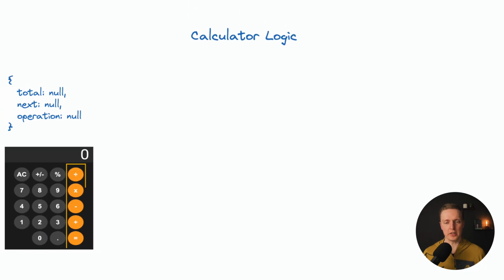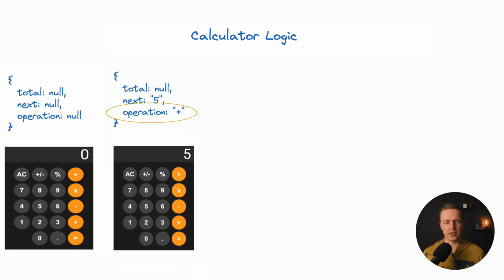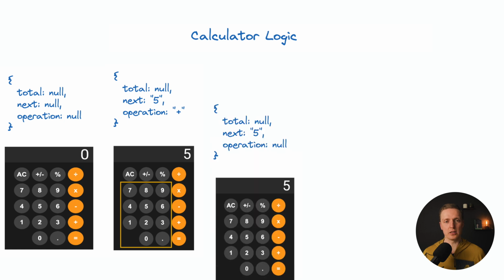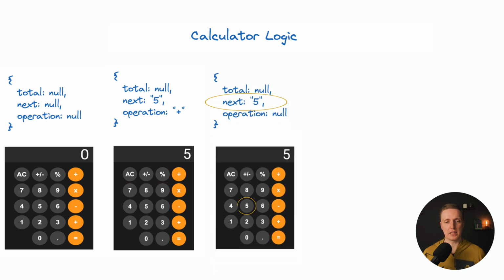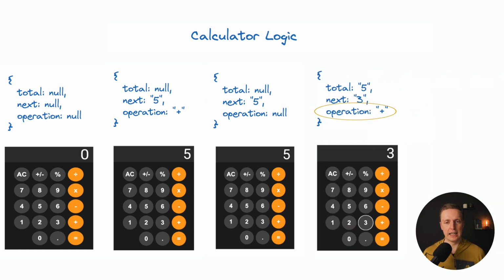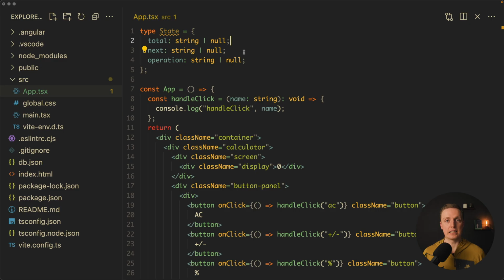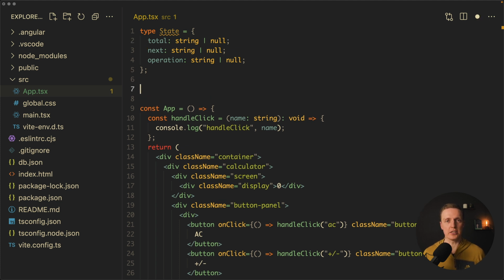So what is our logic? We have here our operations, so when we're hitting one of the operations, we store them here in the operation. When we select some number, we will store it inside next, and when we clicked on the number, so we filled our next, then we're clicking on the operation, for example plus, we're filling our operation, and when we're clicking again on another number, then we're moving our next to the total, because our total changes, and then we're storing the second number in the next.